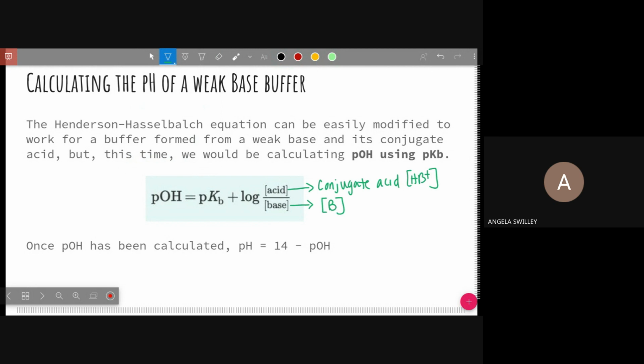Now, I want to tell you this. If you put this B right here, the concentration of the base, on top and the conjugate acid on the bottom, you can use the other equation. So let me show you. They have this equation, I believe, on the equation sheet. Actually, I have it right here. Let me look.